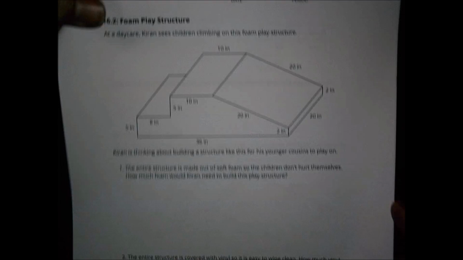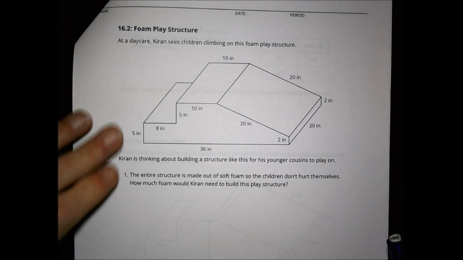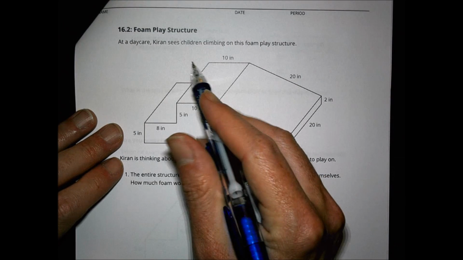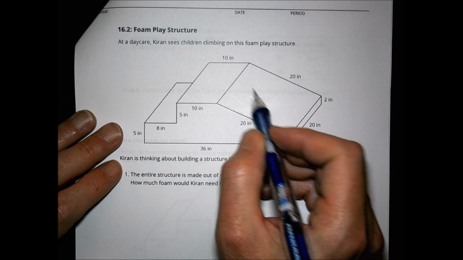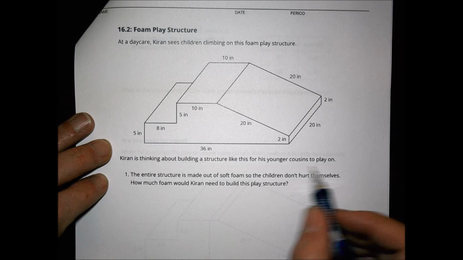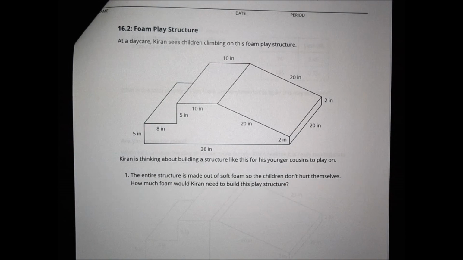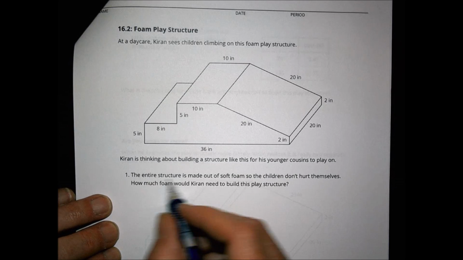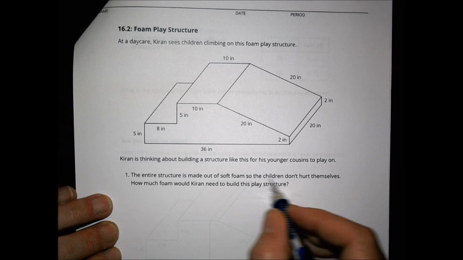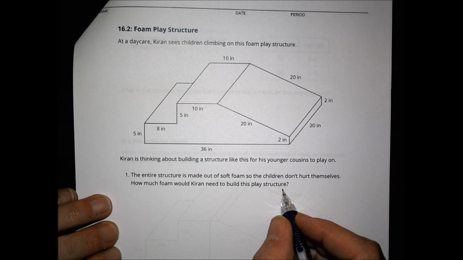All right, let's go to number 2, trying to put all this together as we wrap up this unit. At a daycare, Kieran sees children climbing on this foam play structure. He's thinking about building a structure like this for his younger cousins to play on. The entire structure is made out of soft foam so the children don't hurt themselves. How much foam would Kieran need to build this play structure?